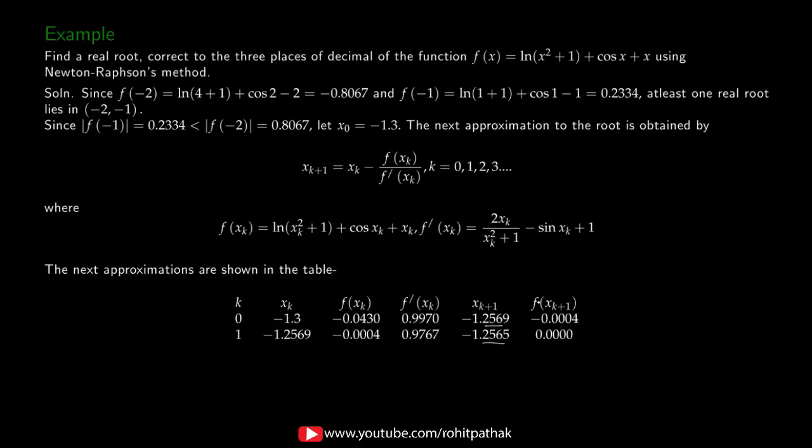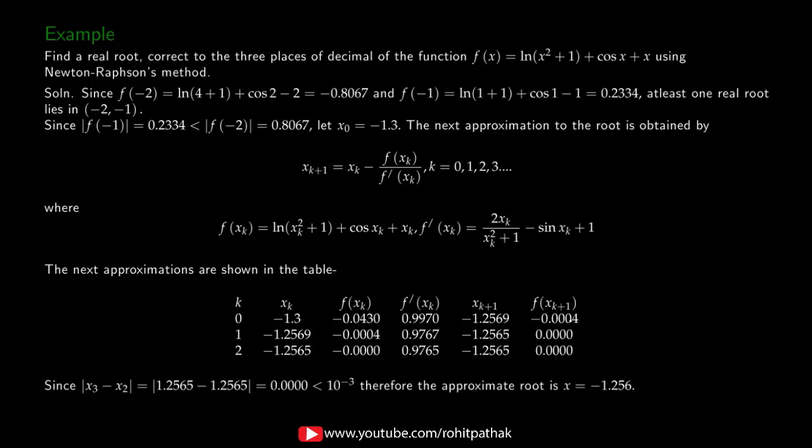So the approximate root is -1.256. If you repeat this method again, you get the same value, -1.2565, and the value of the function is 0 up to 4 places of decimal. So the approximate root is -1.256 up to 3 places of decimal. If you round off properly, this is -1.256. So you can see only 1 or 2 steps are required to find the real root.